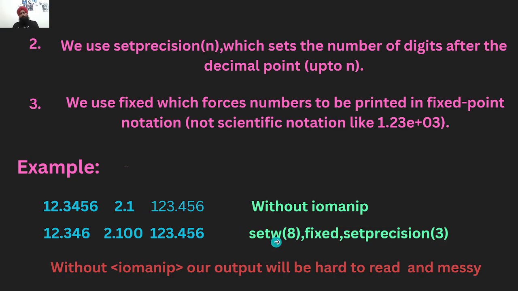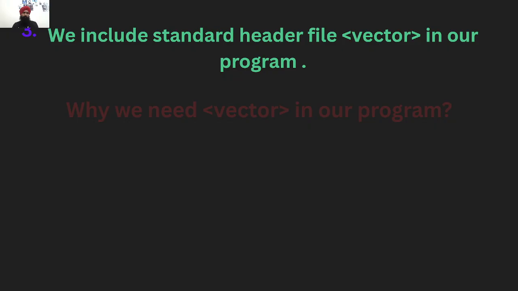While when we use all of these things, setw 8, fixed, and setprecision 3, they all line up neatly, and we can easily read them as the number of digits after the decimal point is constant. So without iomanip, our output will be very hard to read and messy. That's why we include iomanip in our program.